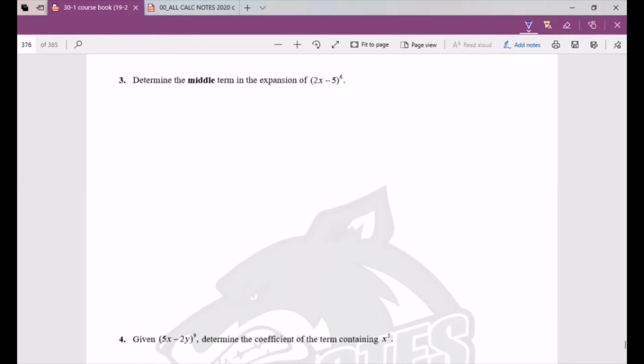Number 3, determine the middle term. What do we have here? We have n is equal to 6. If n is 6, that means there are 7 terms. If we are wanting to find the middle term, and we have an odd number of terms, then we are looking for T4. That would mean that k is 3 in the term that we're looking for. We're looking for the 4th term out of the 7 of them. So that's going to be our middle term.